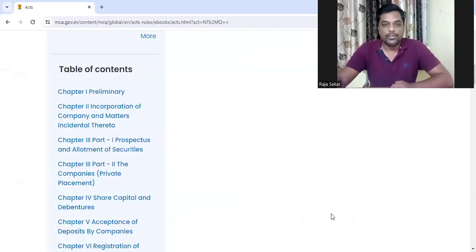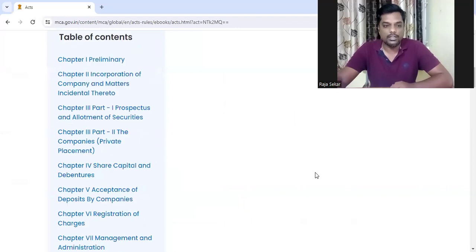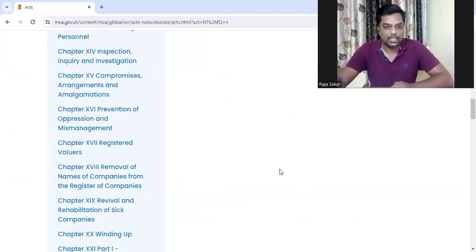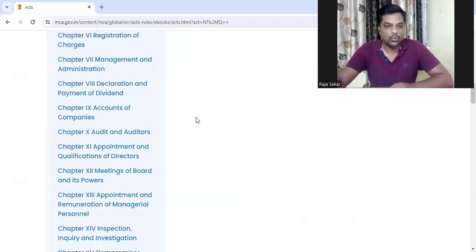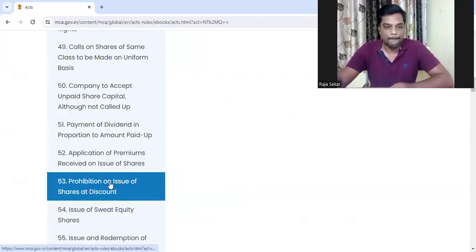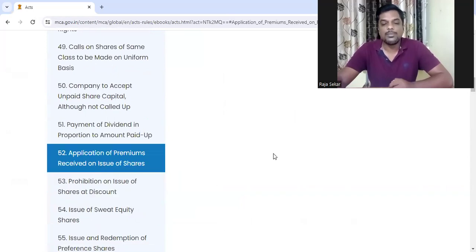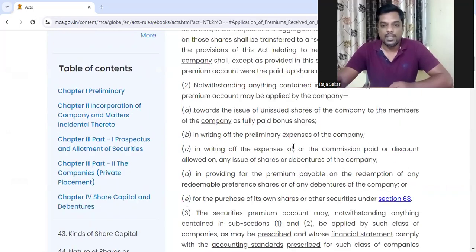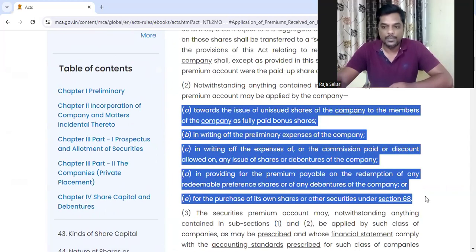So if you look at the Companies Act 2013, section number 52. Section number 52 talks about securities premium and the purposes for which securities premium can be utilized. This has already been explained by me when I taught you shares issued at premium. But in any case, we'll quickly go ahead and read this.